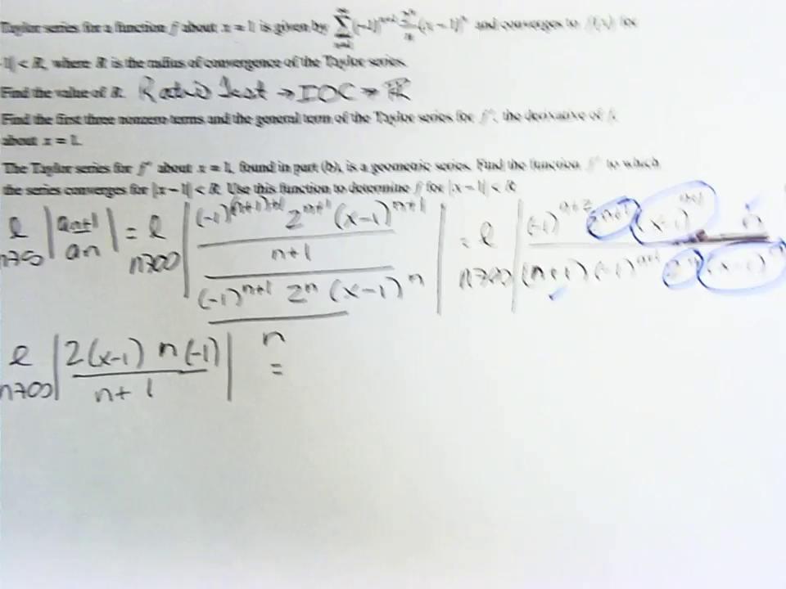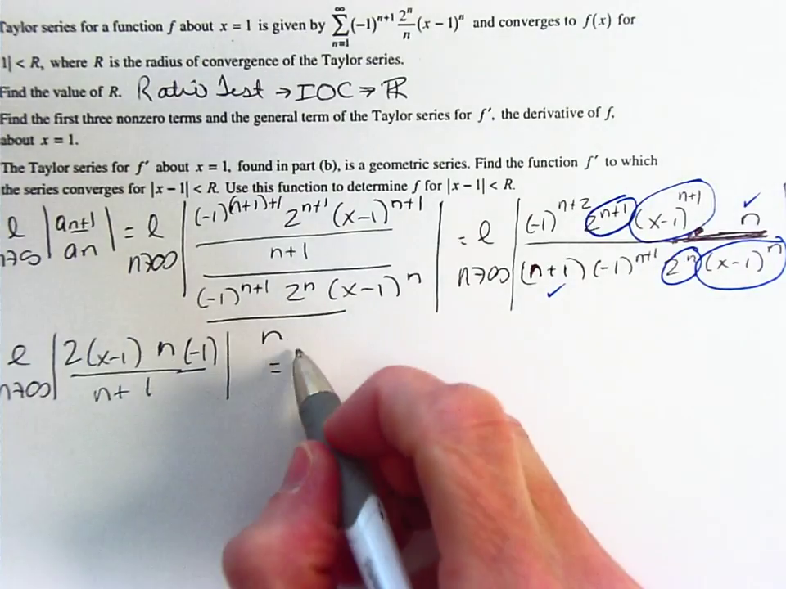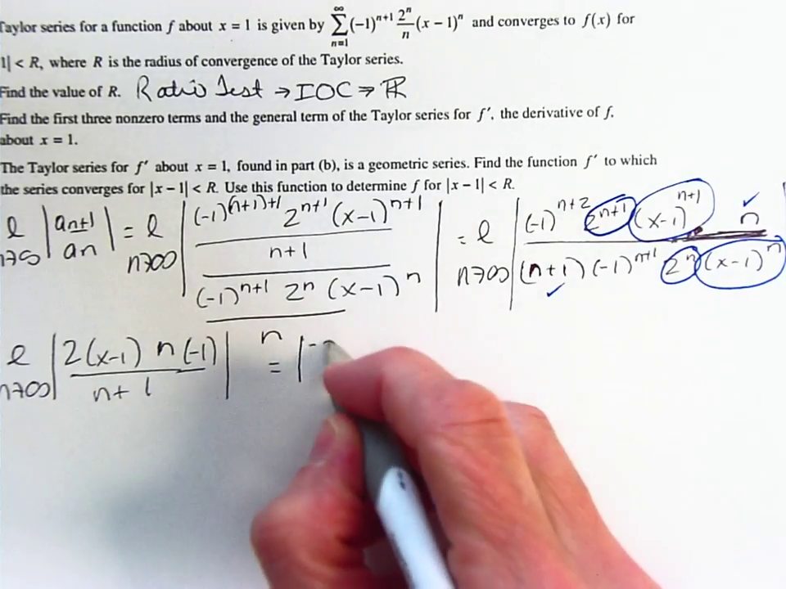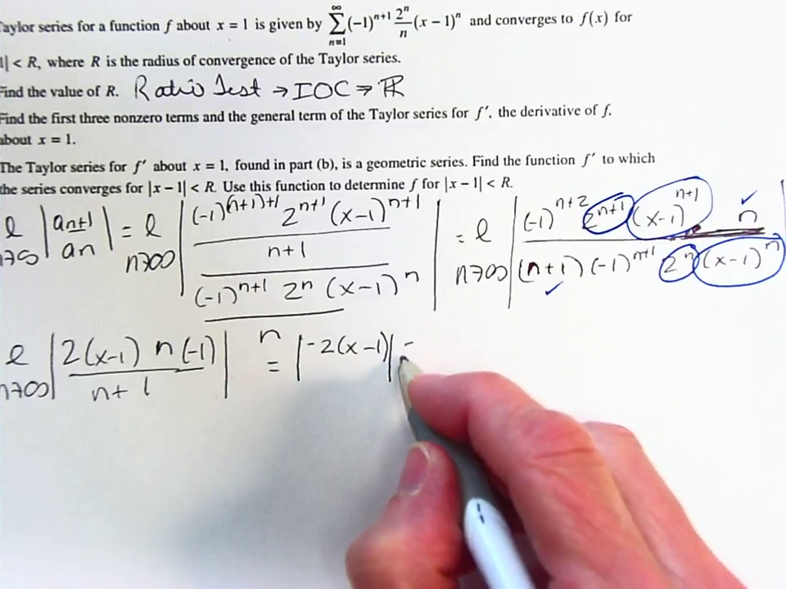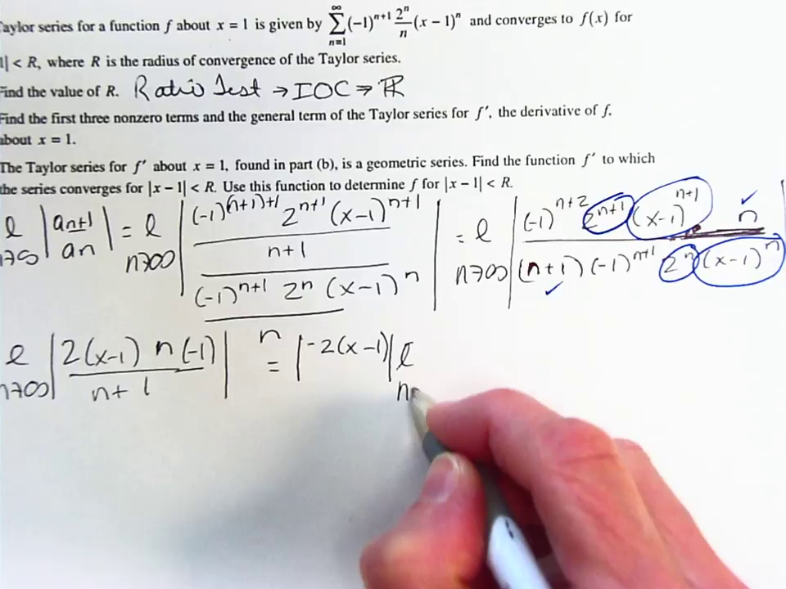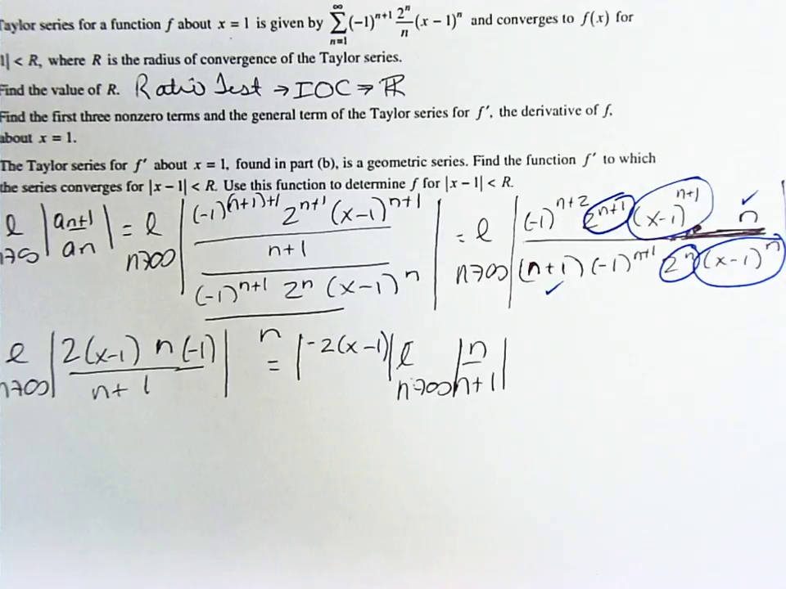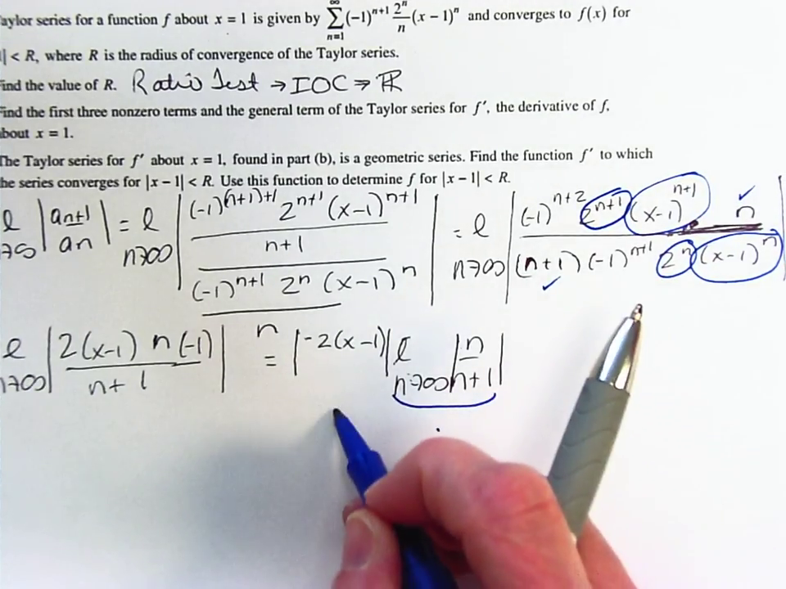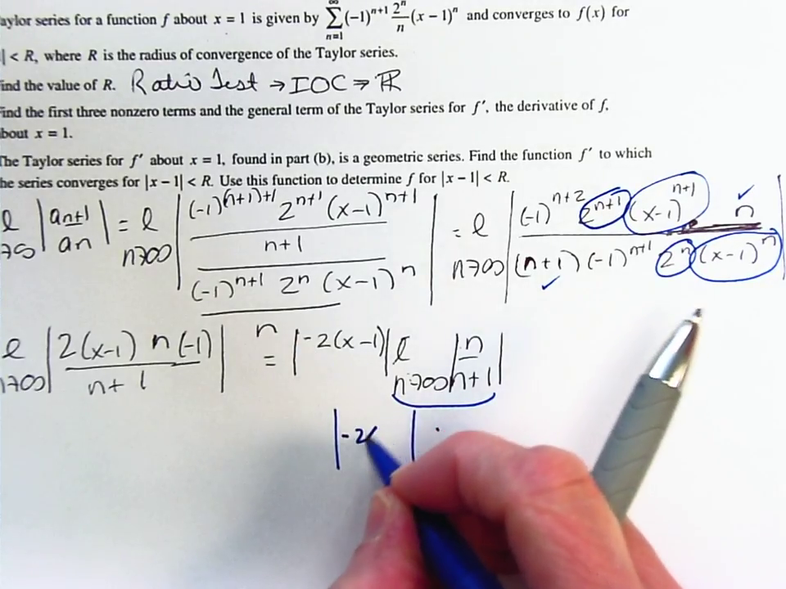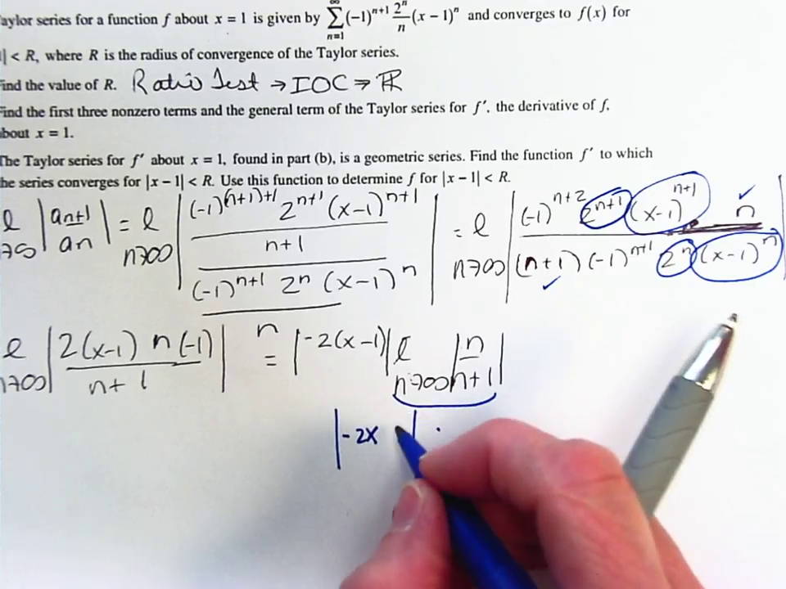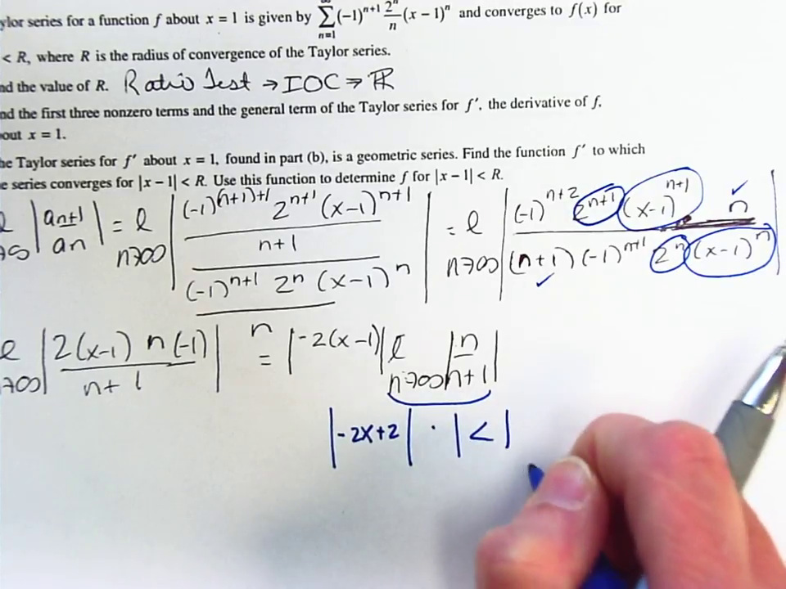So now I'm going to start moving things around. Anything not involving the n, I'm going to bring to the front. So this times this becomes minus 2 times (x minus 1), equals, and then the limit as n goes to infinity of the absolute value of n over n plus 1. So we know that this is going to go to 1, and we need to multiply that by this absolute value. I'm going to distribute. This becomes the absolute value of minus 2x plus 2, times 1, which has to be less than 1 to get convergence.